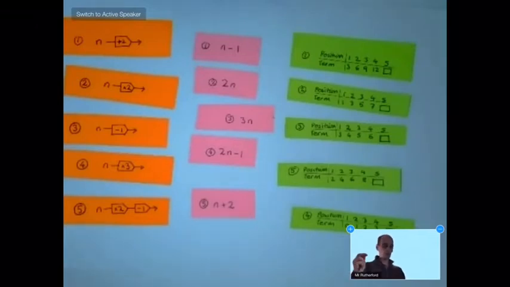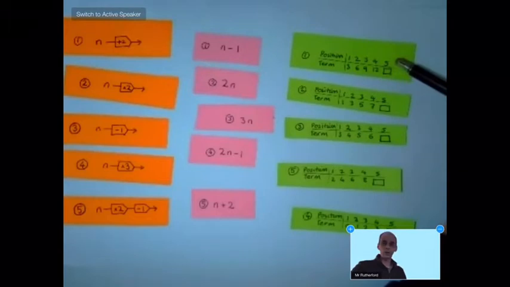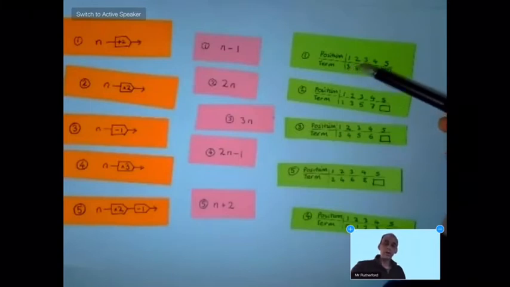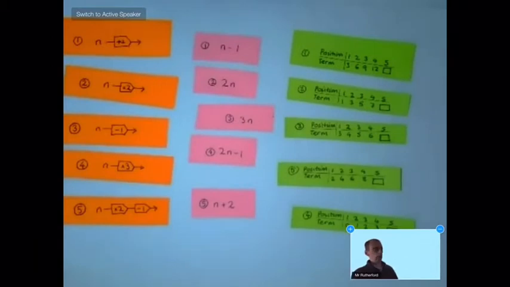And on the green cards, you've got sequences. The position in the sequence is at the top. That will always be 1, 2, 3, 4, 5. I could continue it more if I wanted to. These terms are the numbers in the sequence. So the first sequence goes 3, 6, 9, 12, and I've left a space for you to predict term 5.